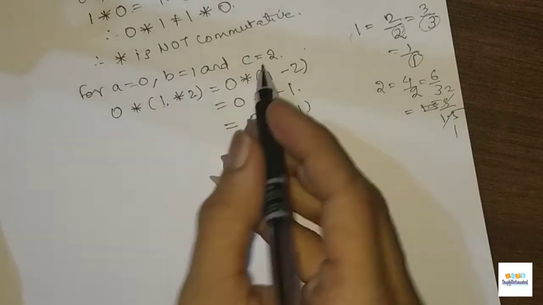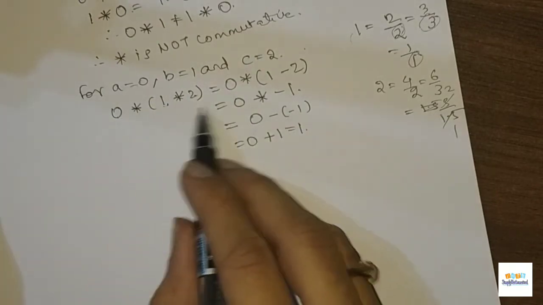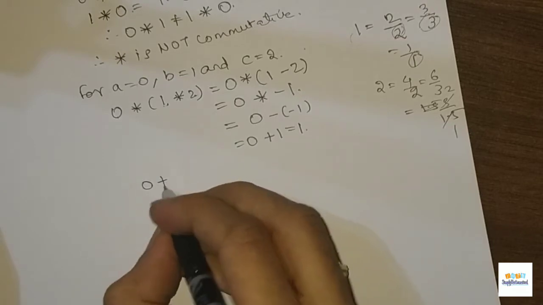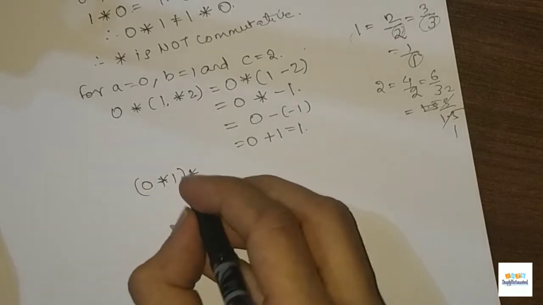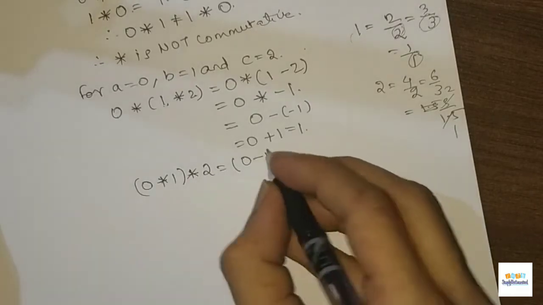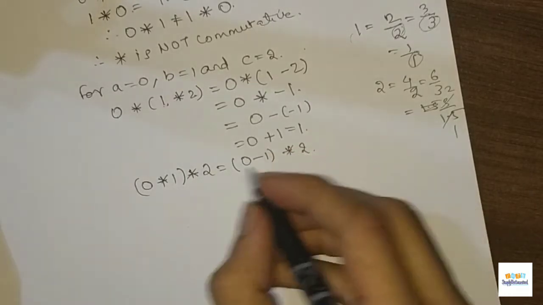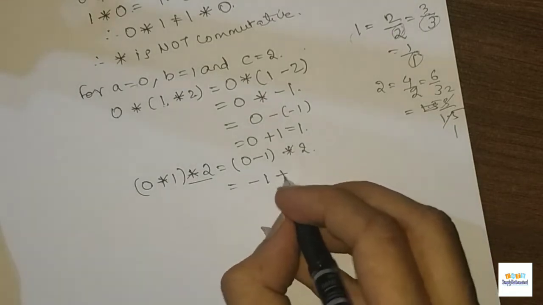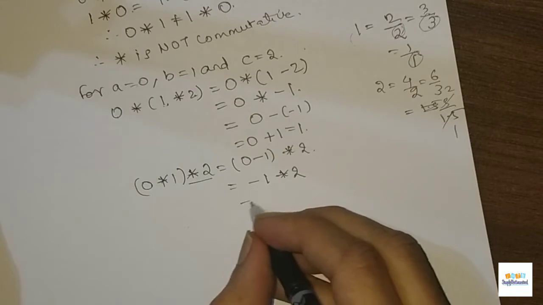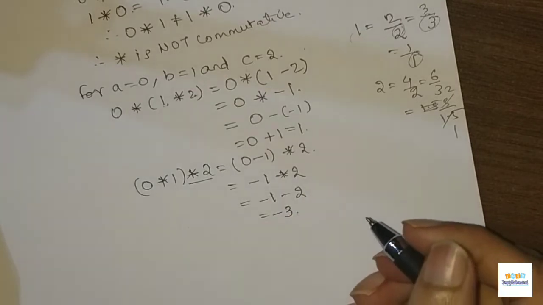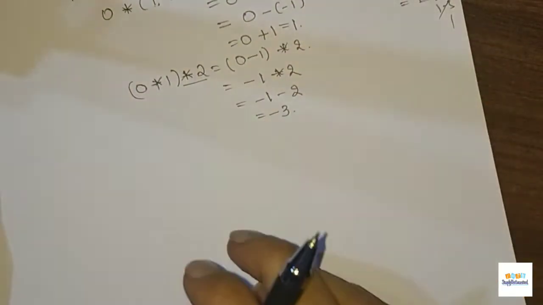So I am taking 0, 1, 2, okay. Now 0 star (1 star 2) we were looking at, so we got it as 1, okay. Now we have to check what (0 star 1) star 2 is. So this bracket is 0 minus 1, star 2, okay. So 0 minus 1 is minus 1, star 2. So what you'll get is minus 1 minus 2, which is nothing but minus 3, okay. So this is the answer.